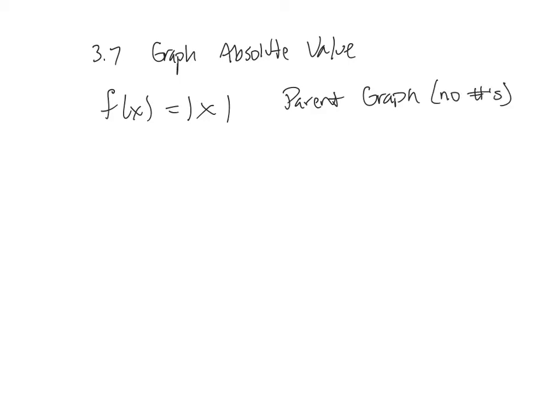But first, I talked about this word the other day: if you just had f of x equals absolute value of x, this is a parent graph because there's no numbers. There's no 2 in front of the absolute value. There's no minus 3 inside of it. There's no plus 5 on the outside of it. It's just the starting point for a graph.